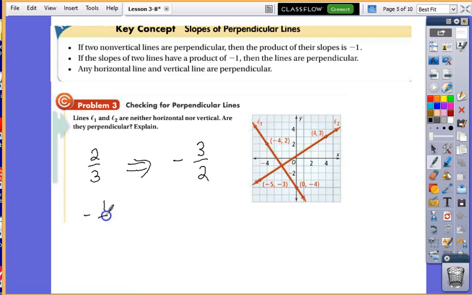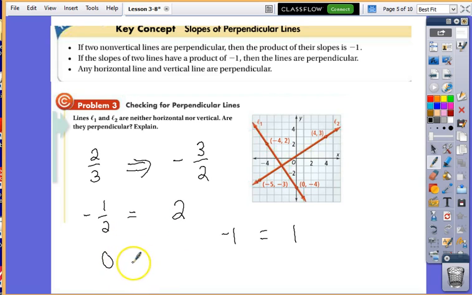If I wanted to find the negative reciprocal of 1/2, I would flip it and change its sign. That would become positive 2. If I want to find the negative reciprocal of -1, I would flip it. Well, that would be -1 over -1, and I would change its sign, so it would become positive 1. There is no negative reciprocal of 0.